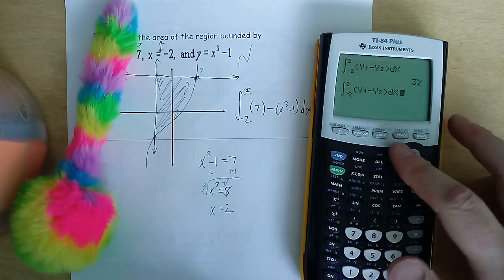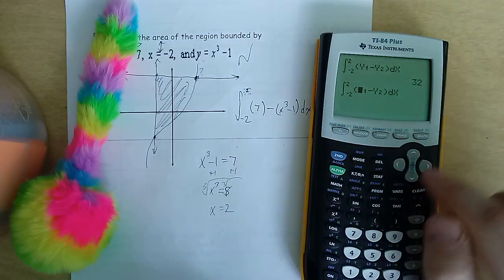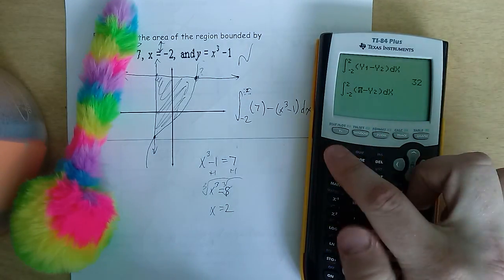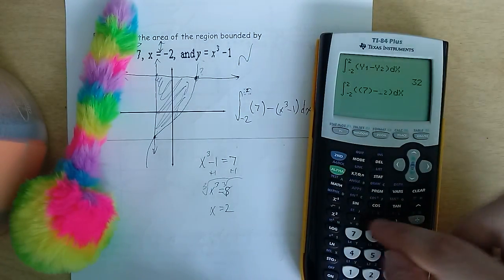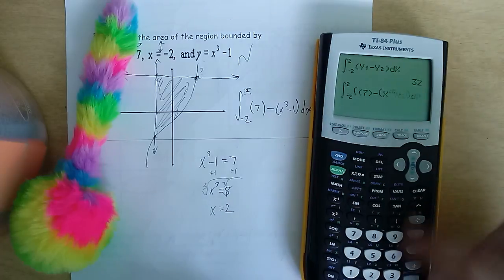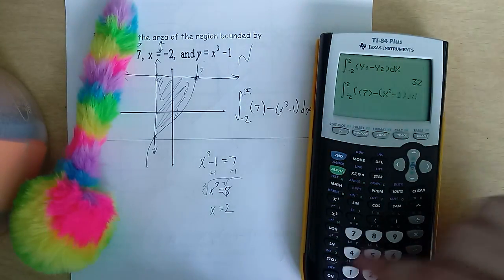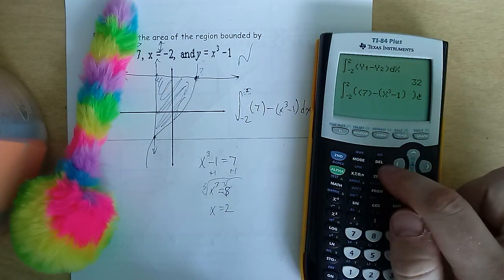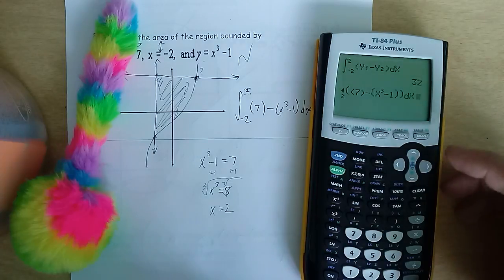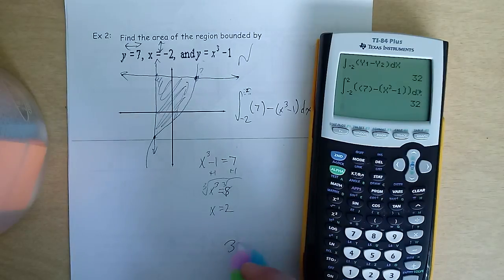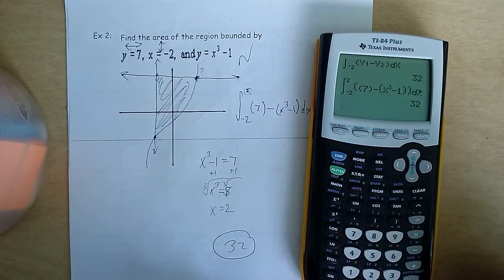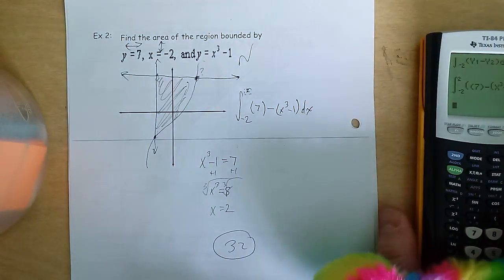And if you don't believe me, let's just really quick check: 7 minus x cubed minus 1. Also 32. So 32. All right, cool. So little trick for you.